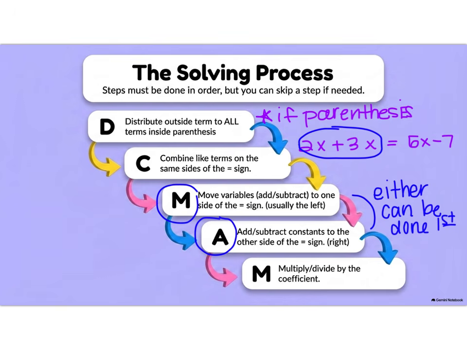And then last, multiply and divide by the coefficient. So if you remember, your coefficient is the number that is in front of your variable. So this number here, okay? So if it's being multiplied, then I would divide it. If you have something that's a fraction, then that's when I have to multiply. So we're going to do 5 examples, and we're going to use this process of solving in all those examples, so you can kind of see the different steps.